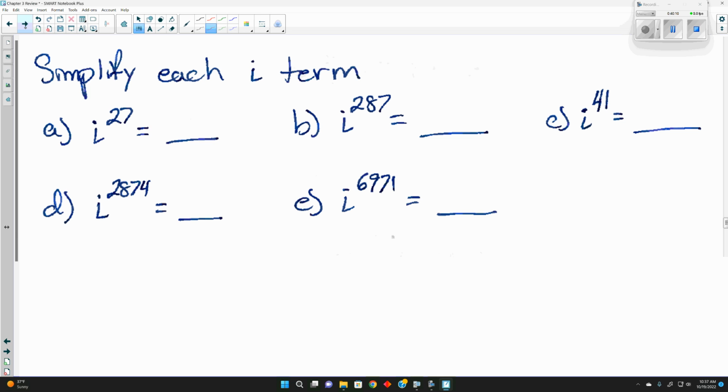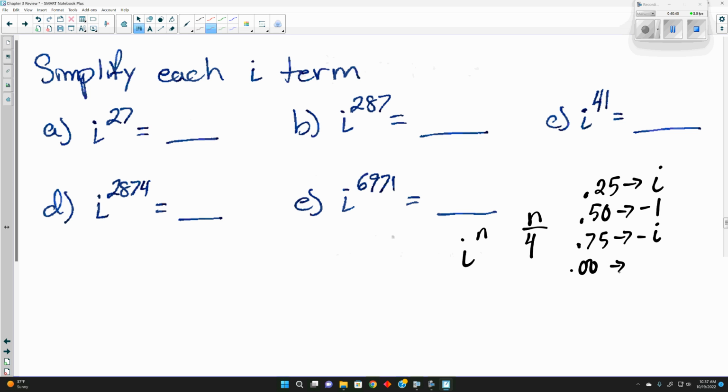All right. I. And again, remember with I to a power, there's only one of four answers we can have for these here. I, -1, -I, and 1. Those are the only four we can have. And really, we take whatever the power is and divide it by 4. If we get a decimal 0.25, it simplifies to I. 0.50 is -1. 0.75 is -I, and 0.00 or no decimal is 1. So for all these here, you're typing it straight into the calculator.